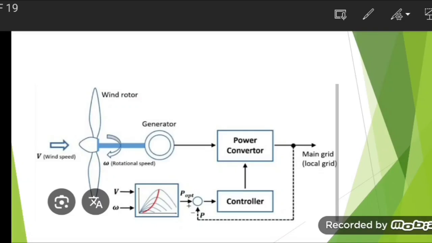In this diagram, we will see the mechanism of the wind turbine. The blowing wind turns the rotating blades of the wind turbine and the generator produces electricity, and this electricity goes towards the power converter, and the controller controls some electric power to reduce risks and then supplies this electricity towards main grids and local grids.